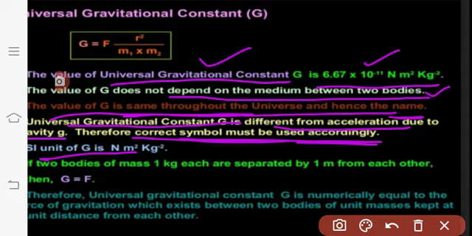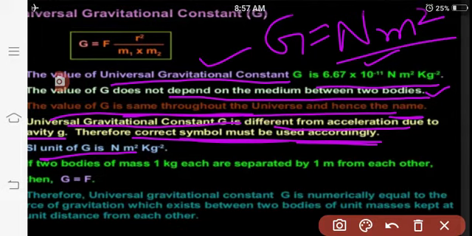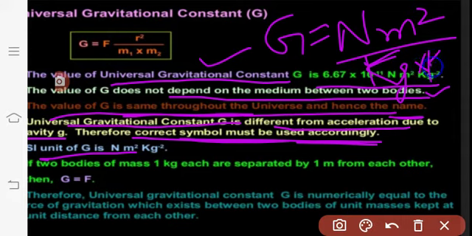The SI unit of G, look son, how will we find the unit of G? Force in Newton, radius in meter square, divided by mass kg multiply kg. So it means Newton meter square per kg square.